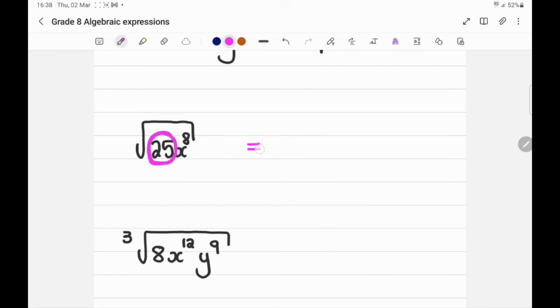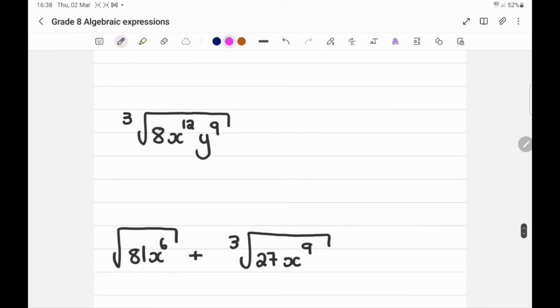Okay, so you're going to square root the 25 as normal. Square root of 25 is 5. Then, if it's a square root, there's an invisible 2 there. So you're going to take the 8. So x, 8 divided by 2 is 4. And that's it.